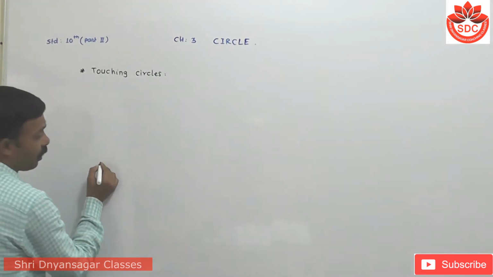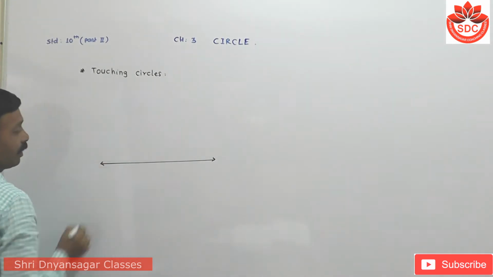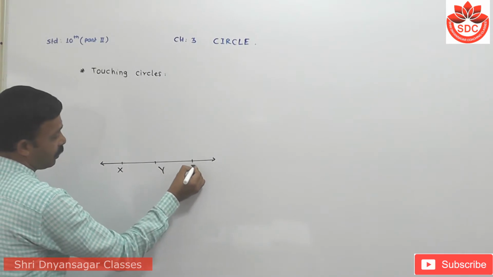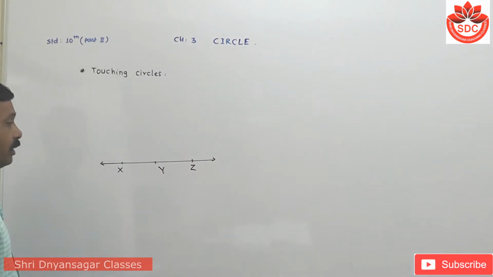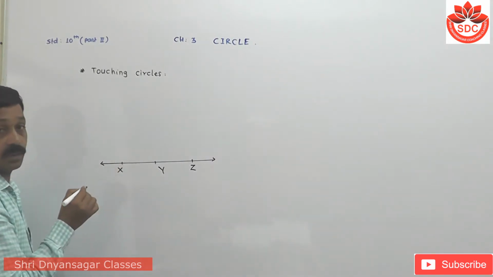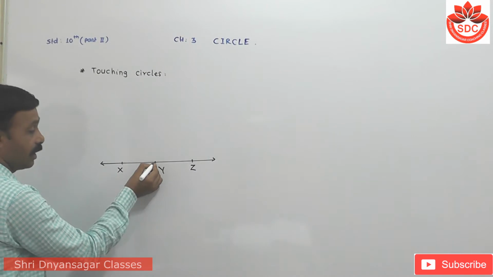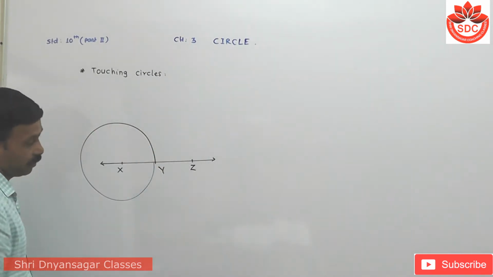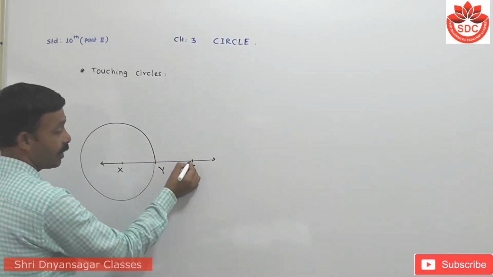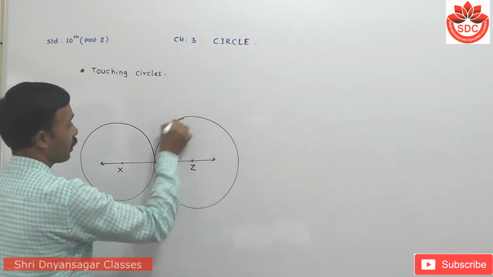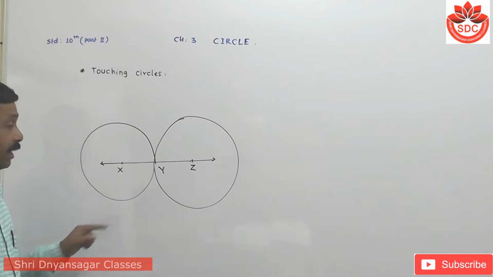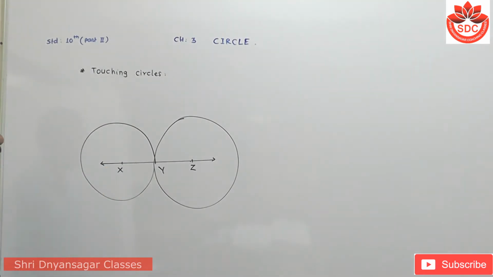Suppose I draw one line, and the points X, Y, Z are collinear points on this line. Suppose X is the center of the circle and XY is the radius, then I draw one circle. Again, if you take Z as the center and YZ as the radius, then this is another circle. Now these two circles are in the same plane and intersect in one and only one point, Y.